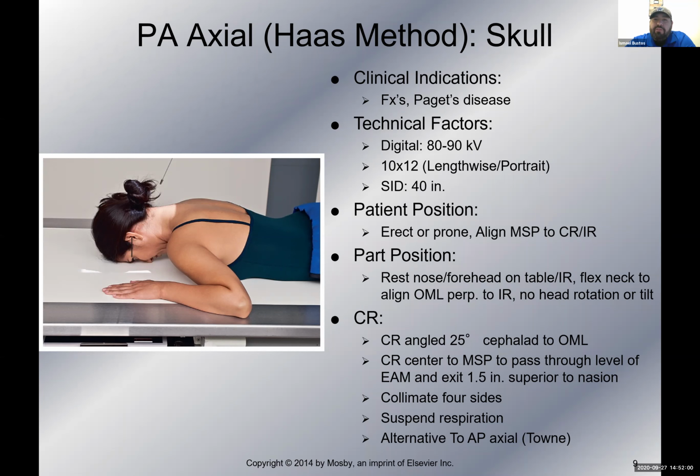Okay. So this projection here, 80 to 90 kVp, 40-inch SID. Place the patient prone. Put the mid-sagittal plane to the middle of the image receptor, middle of the table. You're going to rest the nose and forehead on the table. So remember, for all PA projections of the skull, any PA projection of the skull that we do, the proper positioning for that patient is to put the nose and forehead on the image receptor, because then that will bring the OML perpendicular to the image receptor. Okay, so rest the nose and forehead, bring the OML perpendicular.